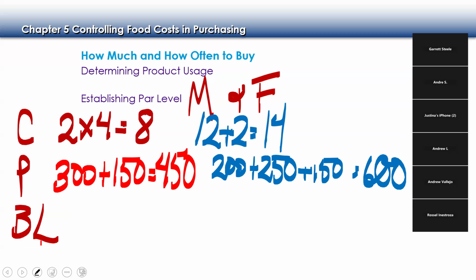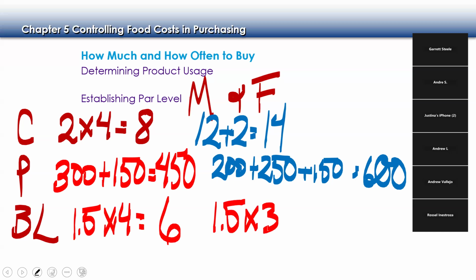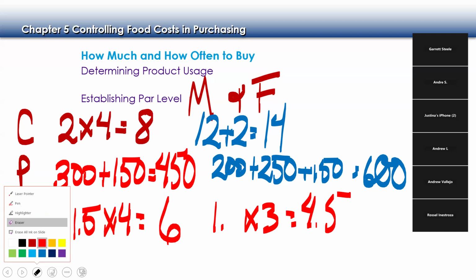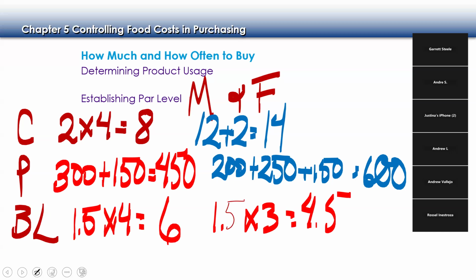And last but not least, our Bud Light. It's the same usage every day. So 1.5 kegs times 4 is 6 to get through the week. And then 1.5 times 3 is 4.5. Can I call up Silver Eagle and say, hey, I need 4.5 kegs of beer? No. So we're going to round it up to 5, right? So round it up to 5 kegs of beer. That would be our par for Bud Light.